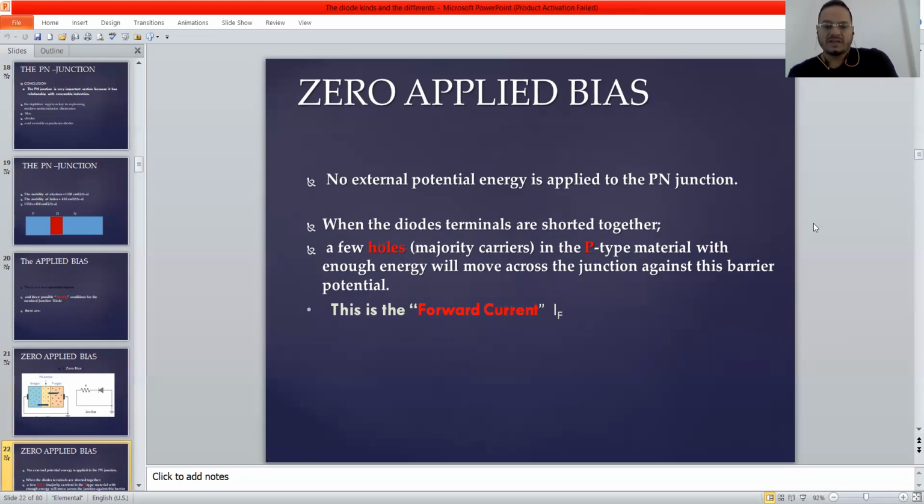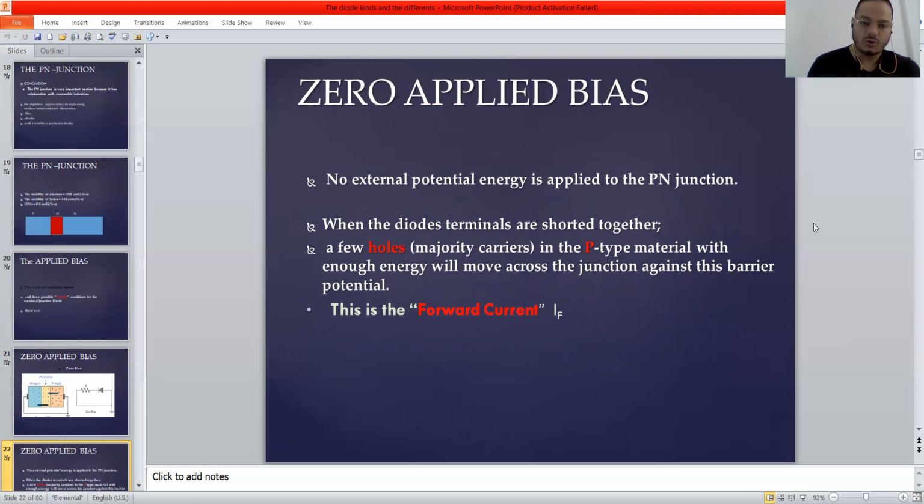Let's give an appropriate definition to IF. It is the forward current made because of the diffusion of holes in the p-type, or a few holes diffusing from p to n with enough energy can pass through this wall, I mean the depletion region.